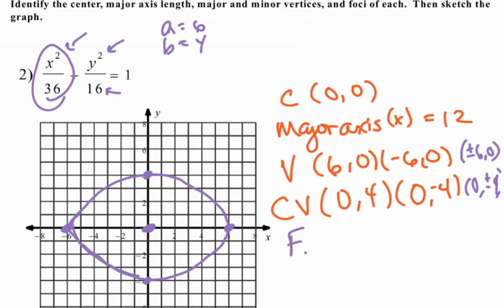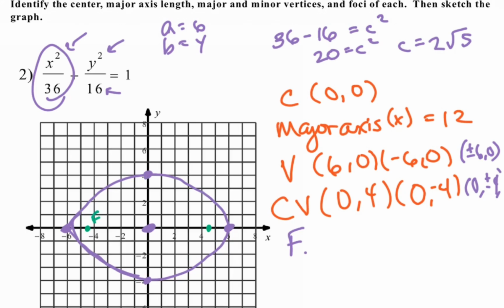Okay, for the foci, I'm going to take my a squared minus my b squared, and that's going to be my c squared. So 20 equals c squared. So c is equal to the square root of 20, which is 2 square root of 5. On this one, you're going to need to get a decimal approximation for that, so you know how far on your axis to go. I'm going to get my calculator and find that 2 square root 5 is about 4.47. So I'm going to go on my major axis about 4.5, and those are going to be my foci.